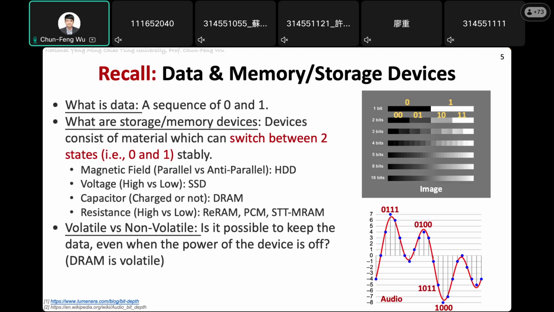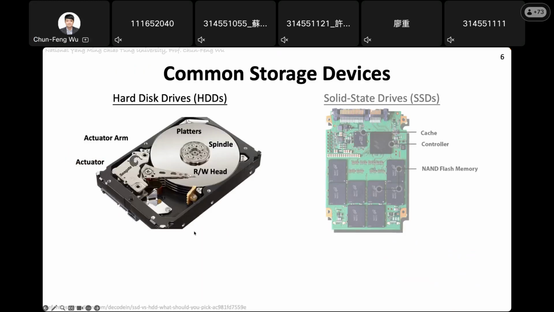And when you are going to store your multimedia data in some place in your computer, you need to store it in a non-volatile device. Otherwise, if you power off your system, the data will get lost.